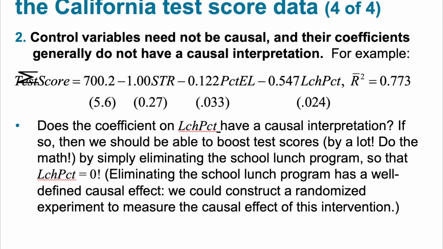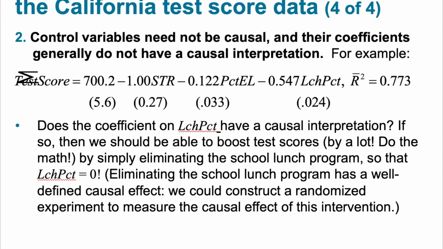Now, control variables need not be causal, and their coefficients generally do not have a causal interpretation. Let's look at this test score example where the coefficient on lunch percent is negative 0.547. Does the coefficient on lunch percent have a causal interpretation? Well, if it did, then we should be able to boost scores by a lot by simply eliminating the school lunch program, setting lunch percent equal to 0.